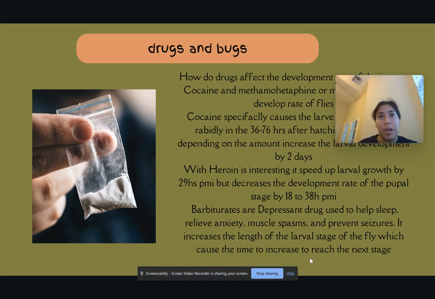Valium, hopefully I'm saying that right, is a depressant drug used to help sleep, relieve anxiety, relieve muscle spasms, and prevent seizures. It increases the length of the larval stage of the fly, which causes the time to reach the next stage to increase.